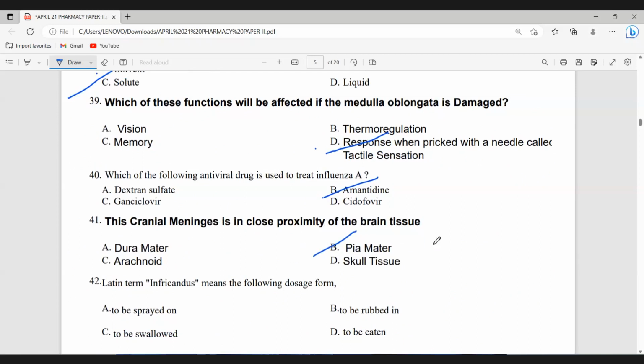Pia mater is the innermost layer. Dura mater is the outermost layer. This is tough, this is delicate. But coming on to arachnoid, it is the middle layer.